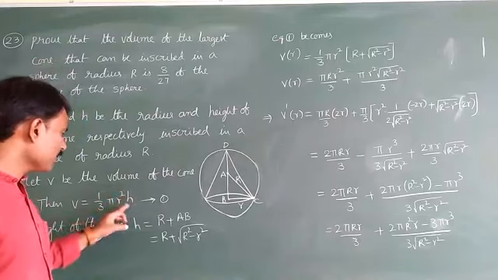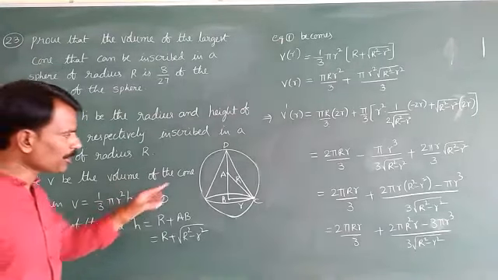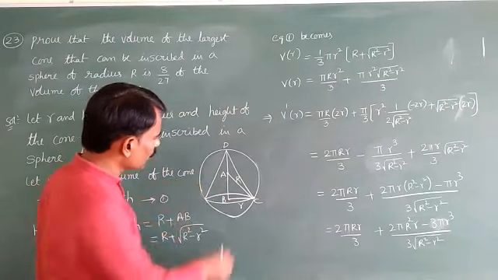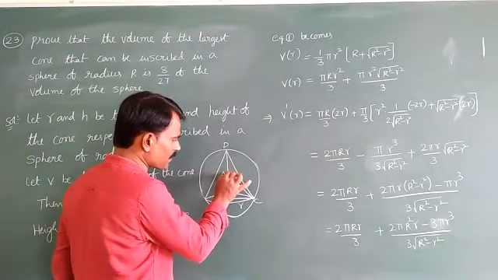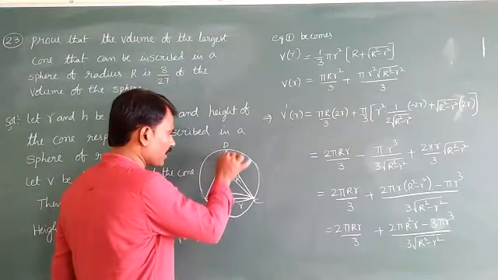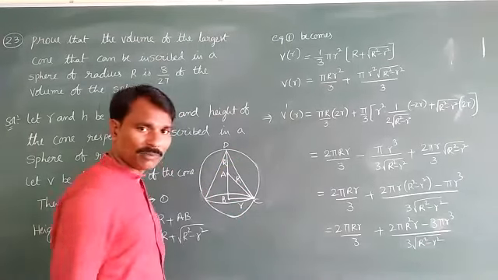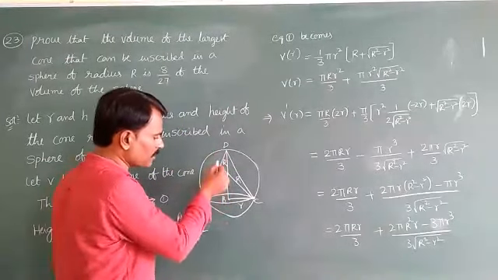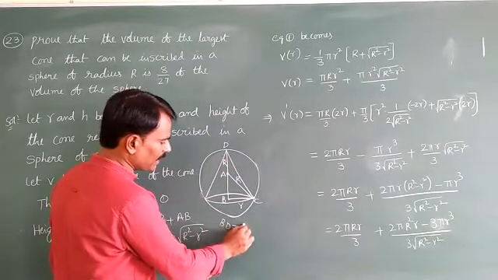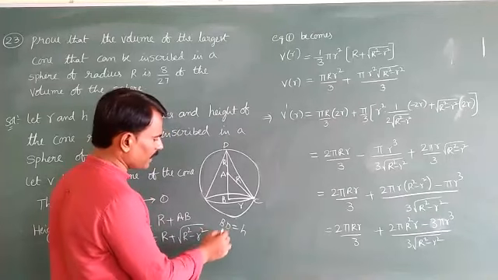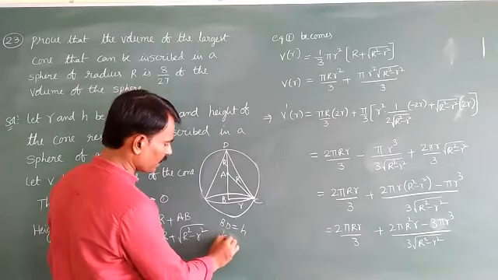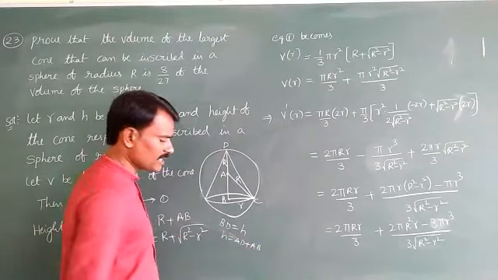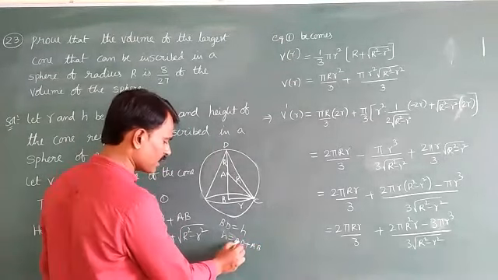So you have to find the h value. How do you get this h? BD means AB. And if you observe, this is the center of the sphere, guys. From here to here is also capital R, that is also the radius of the sphere. Now the height is BD. How do you get it? h is equal to AD plus AB.